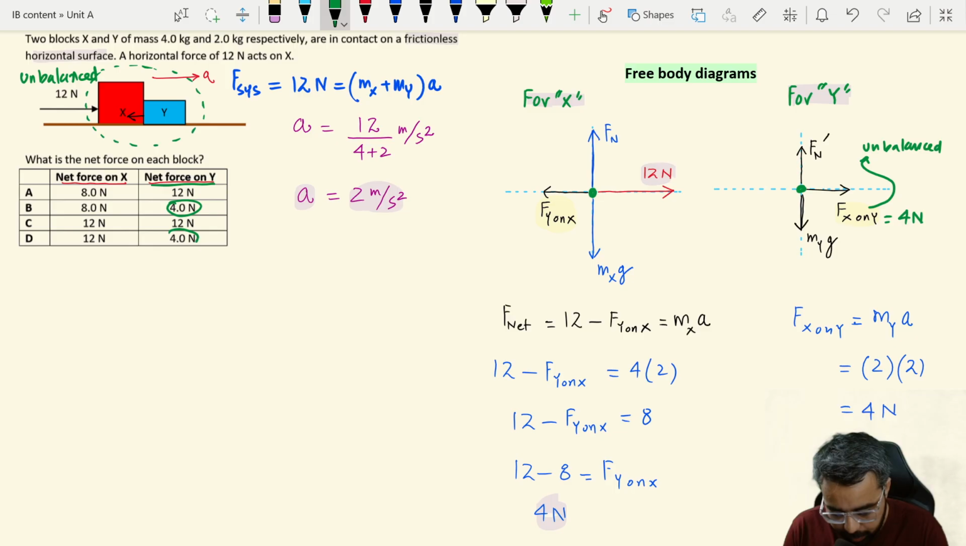So it's either B or D. Whereas what is the force exerted on X? This is 12 Newton, this is 4 Newton. If we subtract these two, it should be 8 Newton. So that's why the right answer is B.